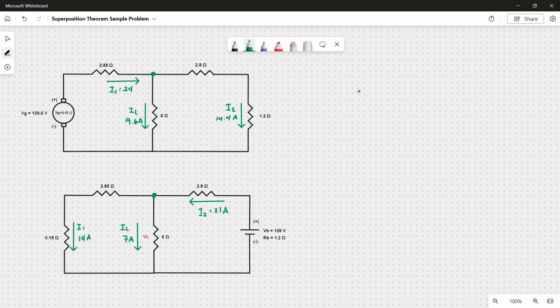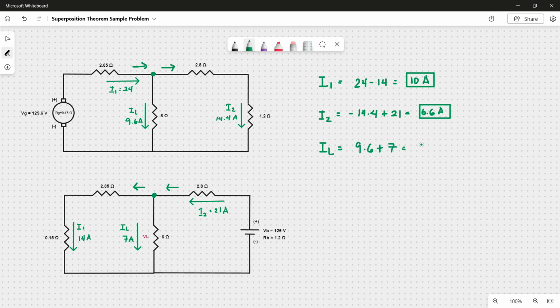Now that we have the values, let's compare and calculate the net current of the two sets. For I1 in the first set, it is entering the node, so we write it as positive. For the second set, it is leaving the node, so we write it as negative. So 24 minus 14 is equal to 10 amps. For I2 in the first set, it is leaving the node, so that's negative 14.4. In set 2, it is entering the node, so that's positive 21, a total of 6.6 amps. Lastly, for load current IL, we simply add them together, since the problem asks for the current it is taking. So 9.6 plus 7, a total of 16.6 amps.